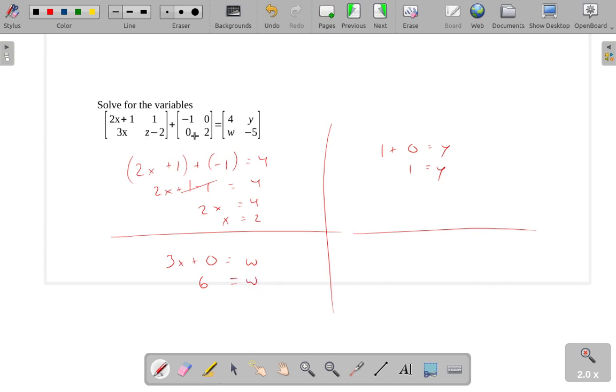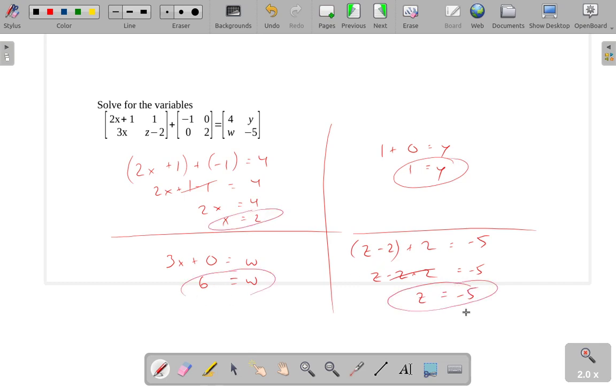And lastly, z minus 2 plus 2 equals negative 5. Those parentheses aren't doing anything, so I can just drop them. z minus 2 plus 2 equals negative 5, and they just cancel. So we get z equals negative 5. And so you can see I found the values of those 4 variables.